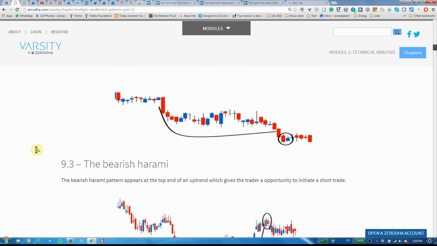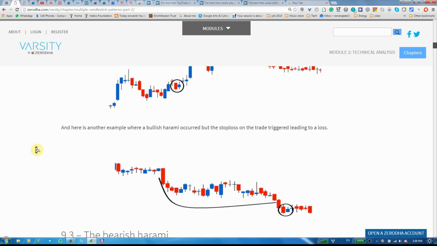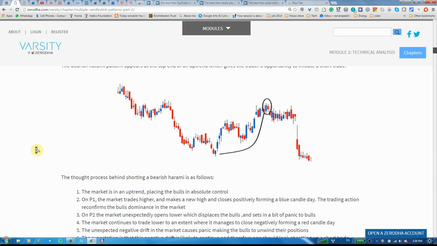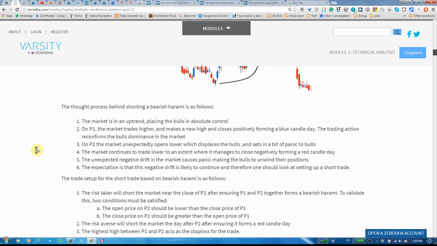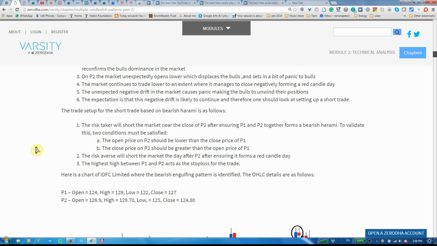On P2, the market unexpectedly opens lower, which displaces the bulls and sets in a bit of panic. The market continues to trade lower to an extent where it manages to close negatively, forming a red candle day. The unexpected negative drift in the market causes panic, making the bulls unwind their positions. The expectation is that this negative drift is likely to continue, and therefore one should look at setting up a short trade. The trade setup for the short trade based on bearish harami is as follows.